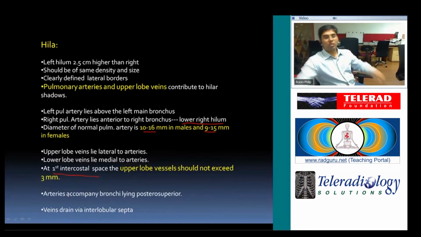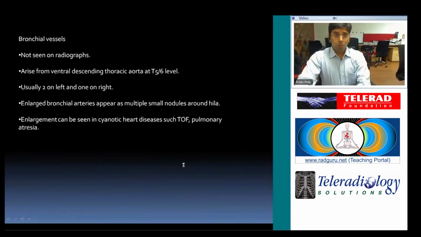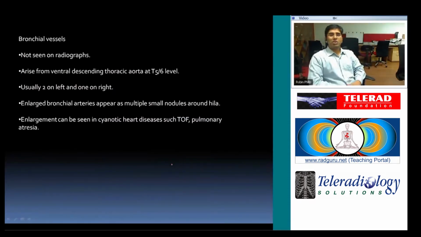Though you cannot see the interstitium on the radiograph, the arteries and bronchi go together, whereas the veins drain through the interlobular septa. So that's about the hila. And the bronchial vessels usually are not seen on the radiographs because of their location. They usually arise from the ventral descending thoracic aorta at the T5 or T6 level, usually two on the left and one on the right. And this is highly variable.